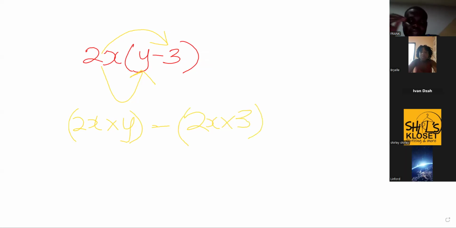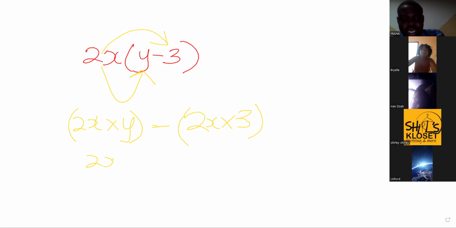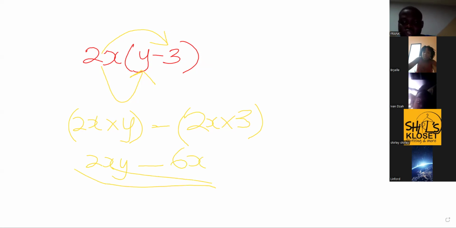So what's 2x times y? Note this. If you are multiplying and the letters are different, the result is bringing them together. So now if I'm doing 2x times y, the result is what? 2xy. Now 2 times 3 is 6, and I attach my x. So my result is 2xy minus 6x.